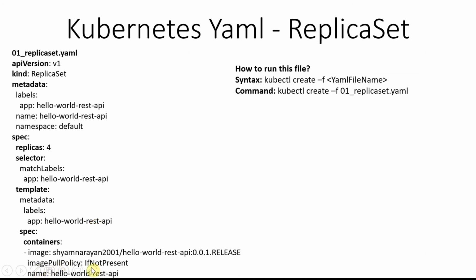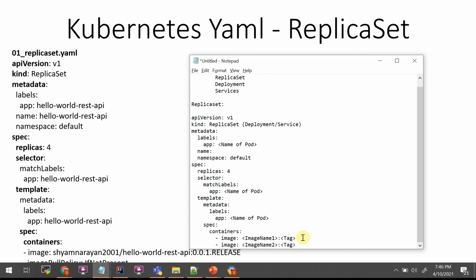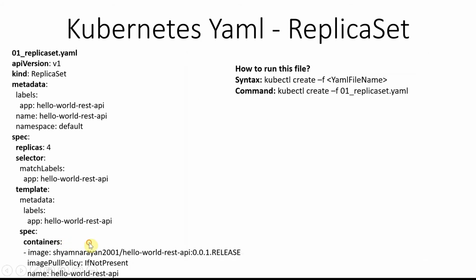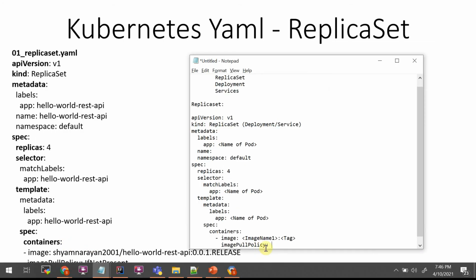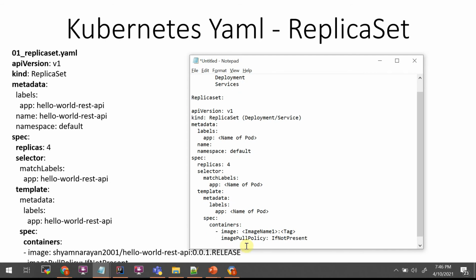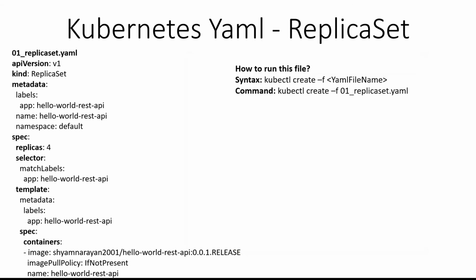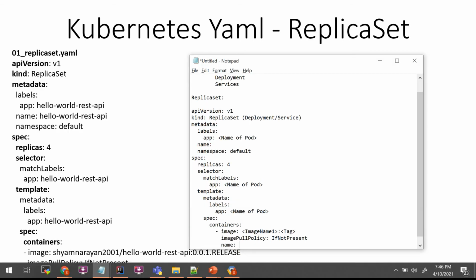So I'll put an image pull policy. The pull policy tells what the policy should be to pull this image if it is not available, because everything works on pulling an image. The policy is pull if not present, which means if this image is not already available on this machine, we will try to pull it from Docker Hub. And the last one is the name of the pod.